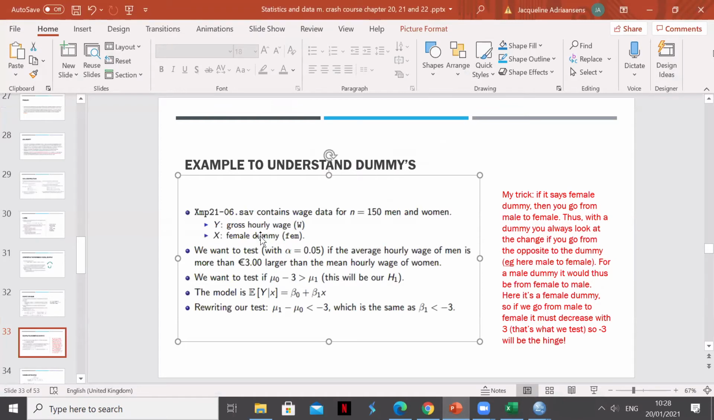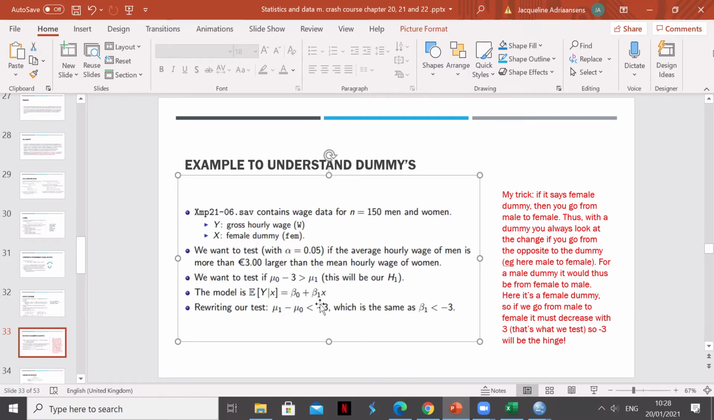Okay, so we have this example, and we want to test with an alpha of 0.05 if the average hourly wage of men is more than 3 euros larger than the mean hourly wage of women. Here they are going to be doing it complicated with U0 minus 3 is more than U1. And that's true. You can do it like this.